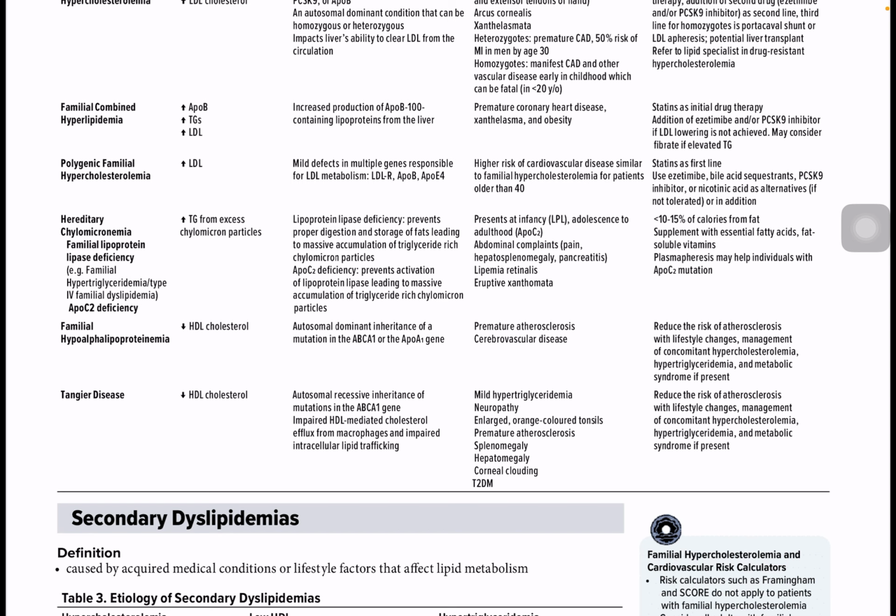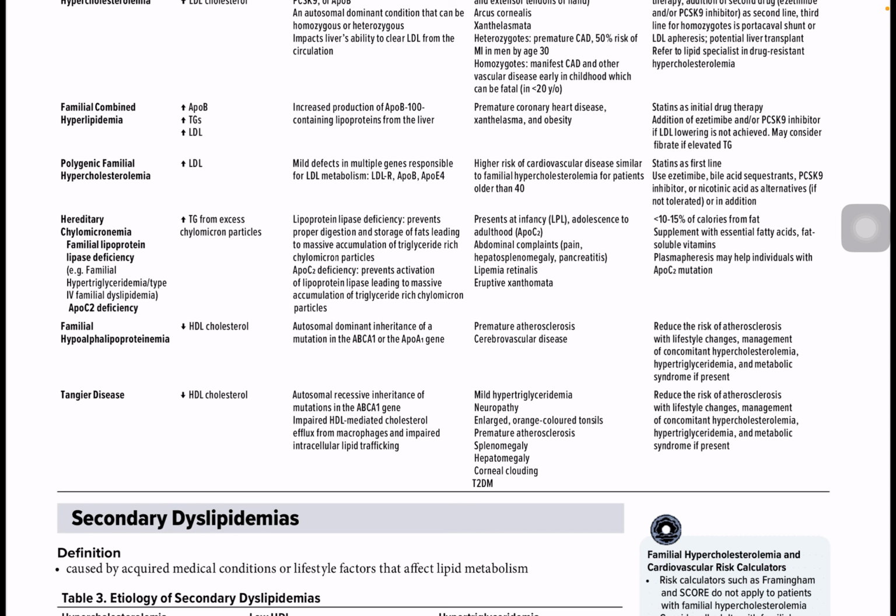Mild hypertriglyceridemia, neuropathy, enlarged orange-colored tonsils, premature atherosclerosis, splenomegaly, hepatomegaly, corneal clouding, type 2 diabetes mellitus. The treatment would be to reduce the risk of atherosclerosis with lifestyle changes, management of concomitant hypercholesterolemia, hypertriglyceridemia, metabolic syndrome if present. So you don't have to really treat it. You just have to advise lifestyle modification. You have to emphasize metabolic syndrome and so on. So familial hypoalphalipoproteinemia: low HDL, autosomal dominant. Tangier disease: low HDL but autosomal recessive.